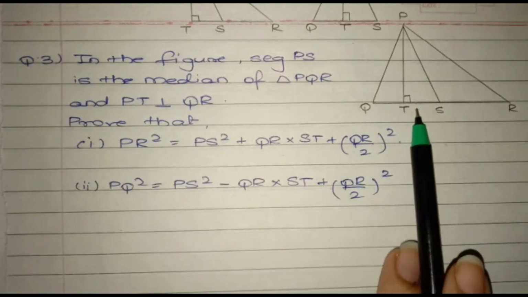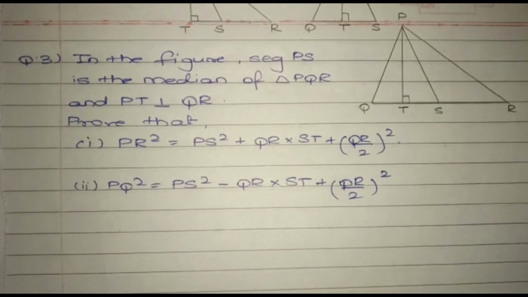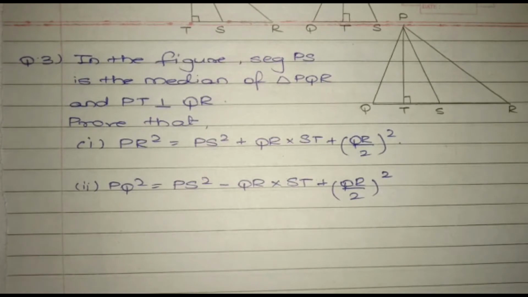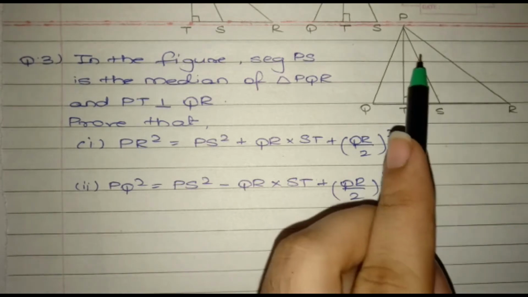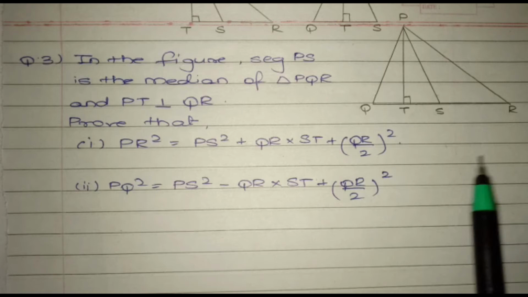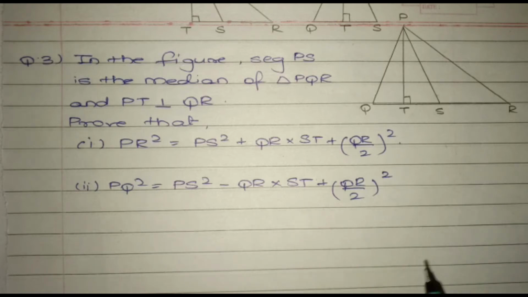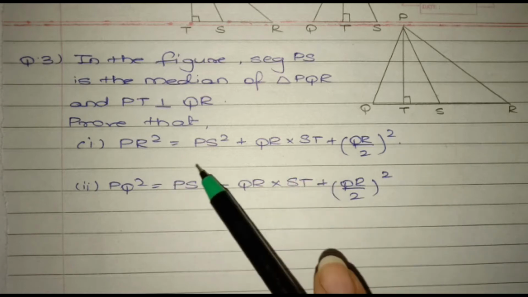Now in this question we are going to use applications of Pythagoras theorem, which we studied in the previous video, in which we studied the relation between the side opposite to obtuse angle and the remaining two sides, and the relation between the side opposite to acute angle and the remaining two sides. So here we are going to use the same.